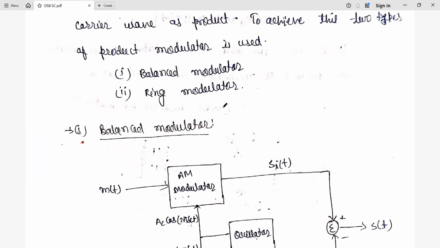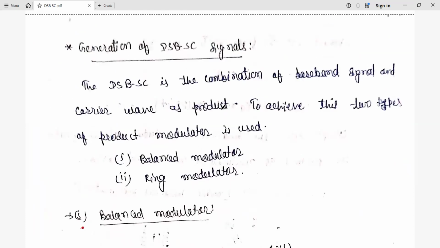Now, if they're asking you about time domain and frequency domain representation, that is what we have explained previously, and with that you can see. Now, if the question is separate, write about the generation or explain about the generation of the DSB-SC signal.